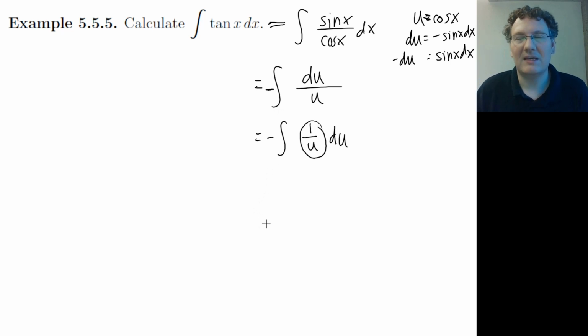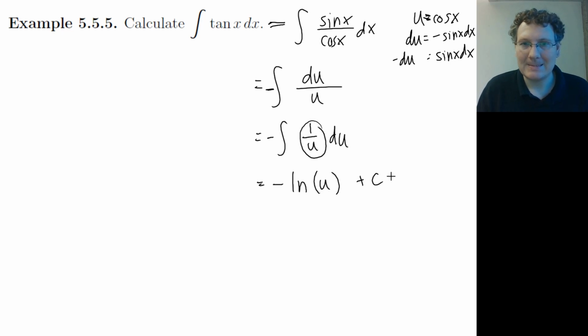We know a function whose derivative is 1 over x, or 1 over u. And that's the natural log. This is negative natural log of u. Now the thing about natural log is, of course, it's not defined for negative numbers. For the moment, I'll put it like this, but I'll put a plus c. U is cosine of x. So this is the negative natural log of the cosine of x plus c.